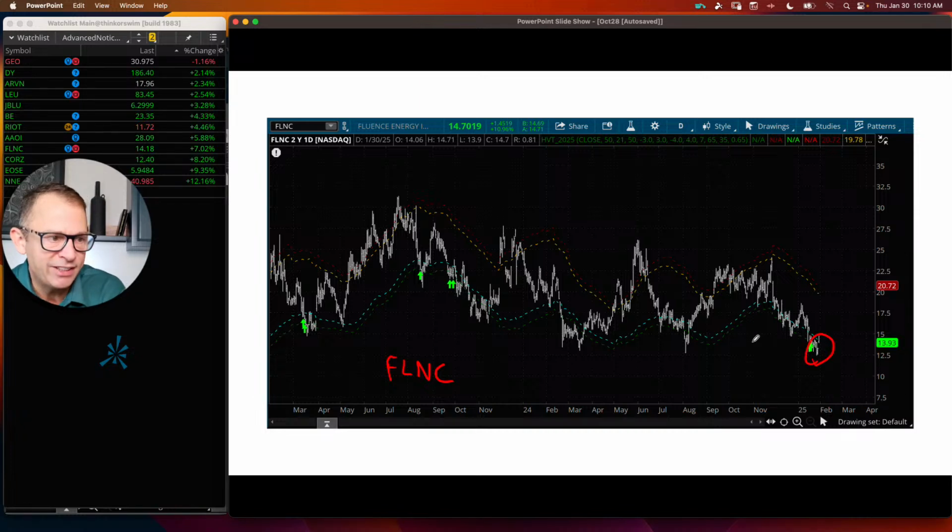You got a little buy signal here. We like to stay on the edges. There's good reasons to be in the trade. So for those watching it, for those that are not in our community, something to think about. FLNC.